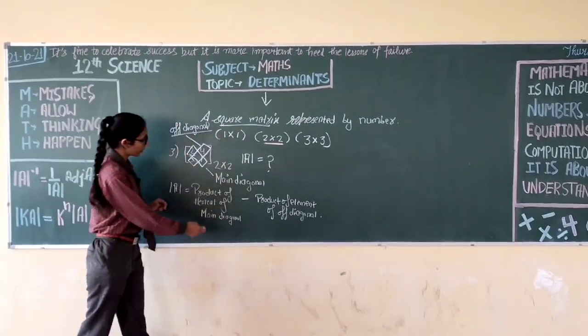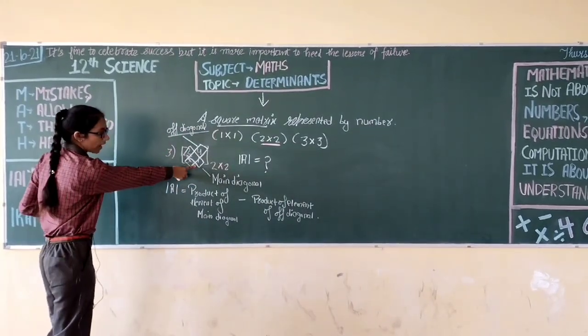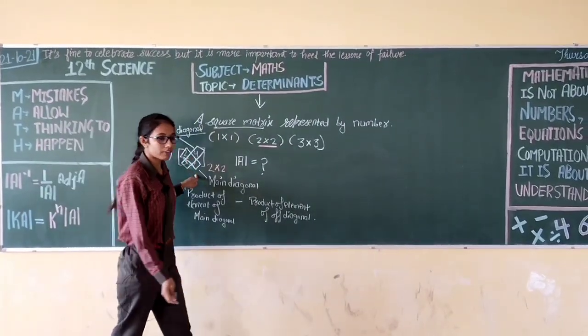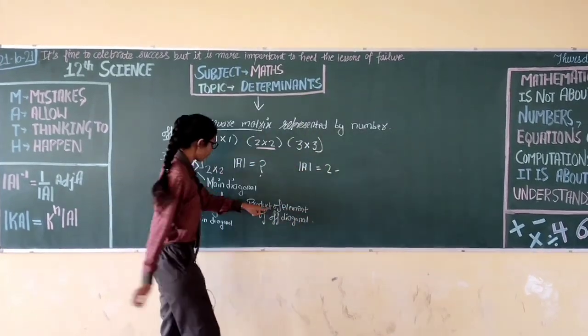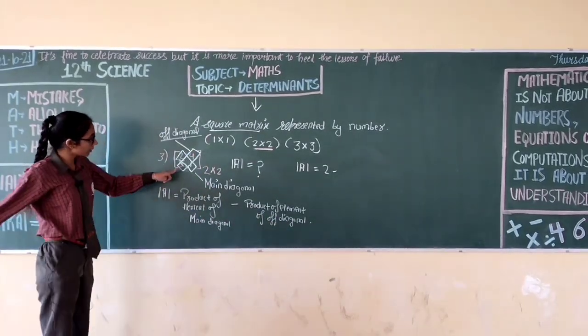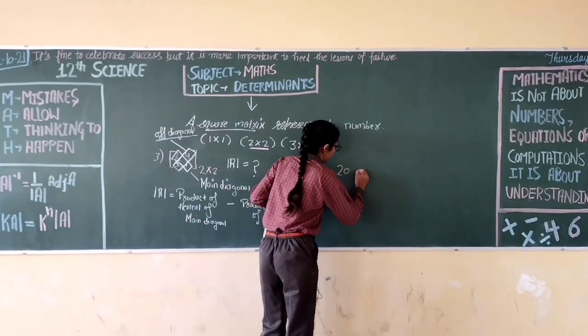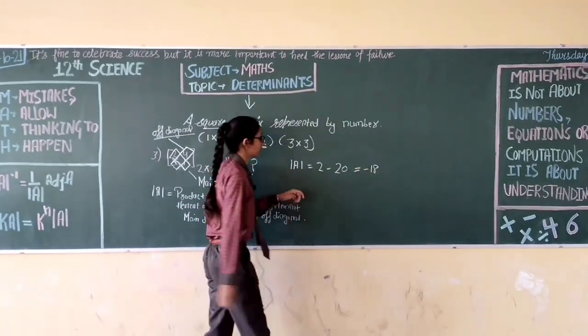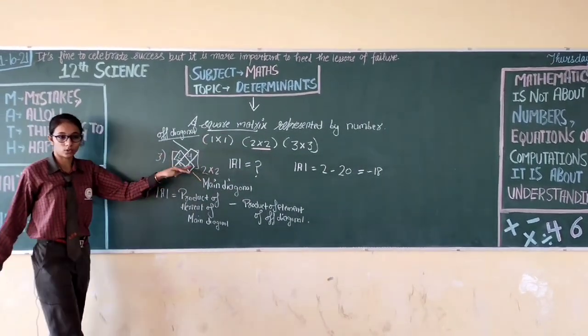Product of elements of the main diagonal. What is our main diagonal in our matrix? It is 2 and 1. Then what will be the product of our main diagonal? It will be 2, minus the product of elements of the off diagonal. This is our off diagonal. Then what will be the product? 4 into 5 is 20. Then our answer will be minus 18. This is the method to find the determinant value of order 2 by 2.